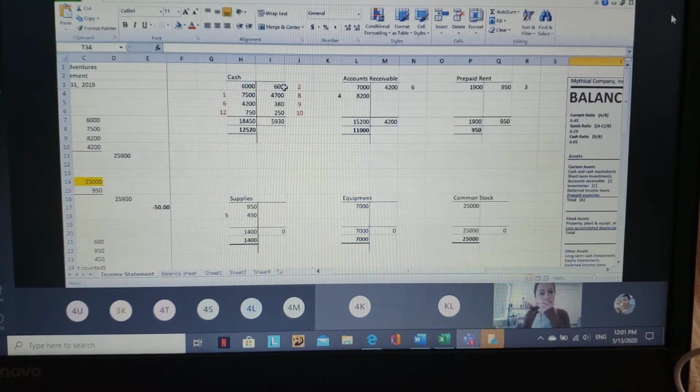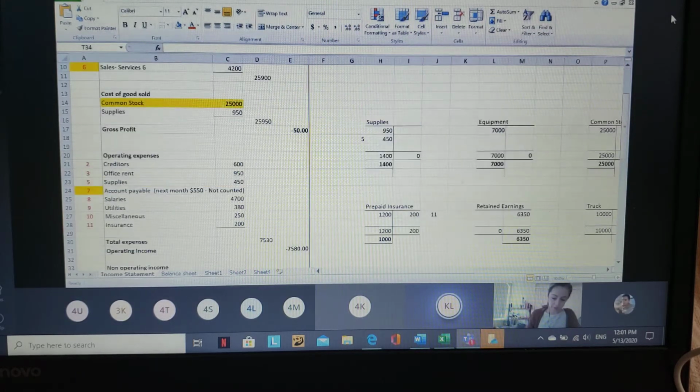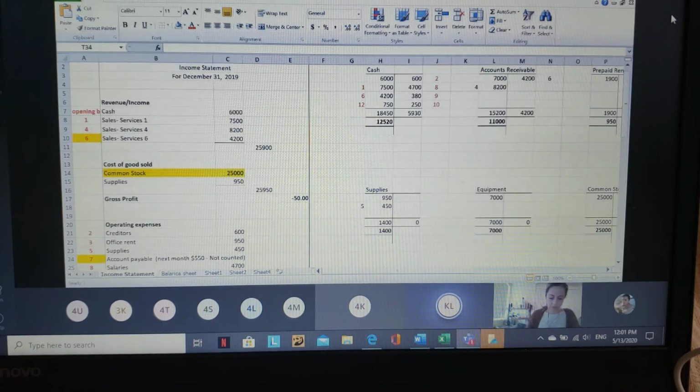This one we paid 600. This one we paid 4,700 in the transaction number 8. And then this one we paid for something that we open again, this one. Sorry. Yeah, this one we paid something for, let me check here, number 8. That is a salary. Salary 4,700 for salary. A utility 380.